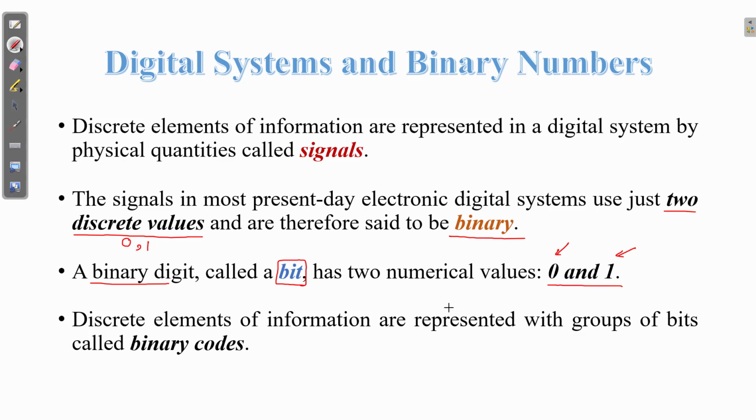So the groups of these bits are called binary codes, and these binary codes are used in the digital system. For example, 0, 1, 1, 0, 1, 1, 0, 1, 1. This is a kind of binary code that has meaning. And we will use these digital values as an input signal, give it to the digital system, and receive the other digital signal.